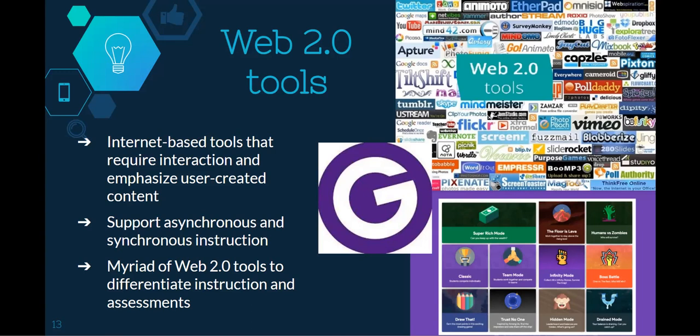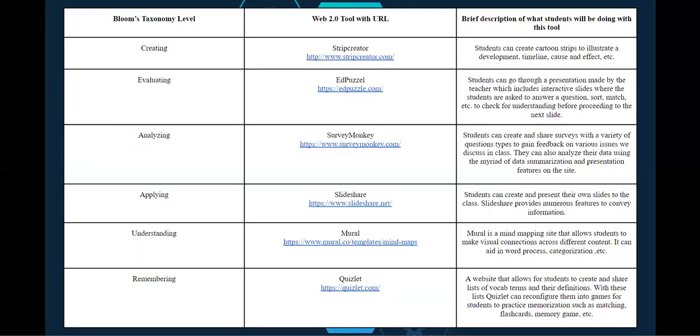There are a myriad of Web 2.0 tools that can be used to differentiate instruction as well as assessments. On the slide, I provided an example of a Web 2.0 tool that can be used to achieve each level of Bloom's revised taxonomy that was created as a product of my graduate coursework at the American College of Education. There are many more that can be used for each category. Many Web 2.0 tools, such as Flippity, have the ability to adapt and design your own content, thereby accomplishing more than one level of Bloom's taxonomy just on one Web 2.0 tool.